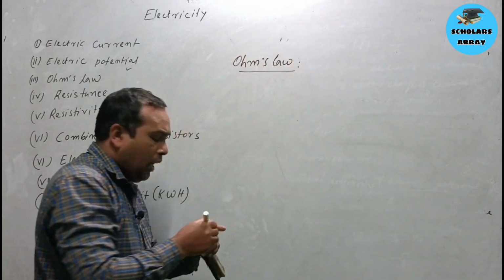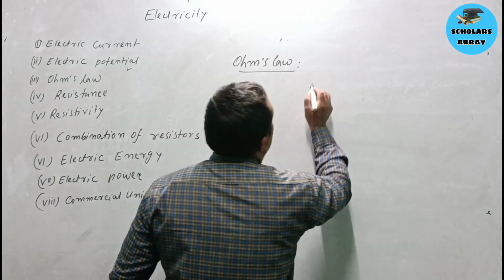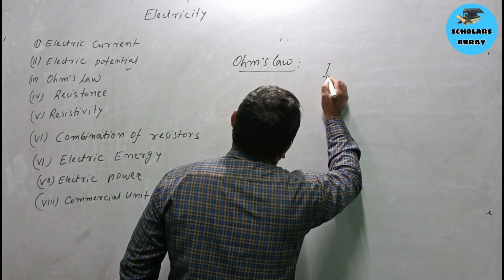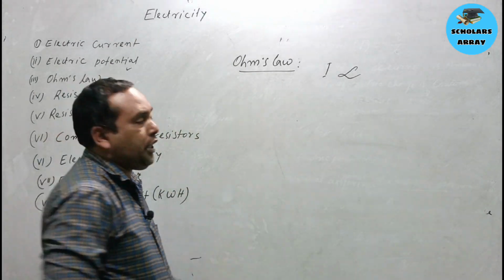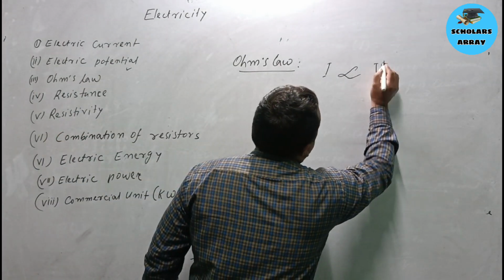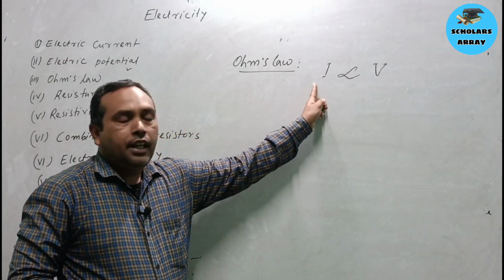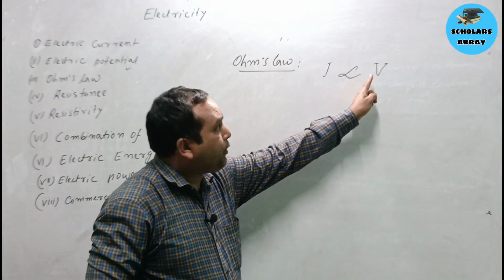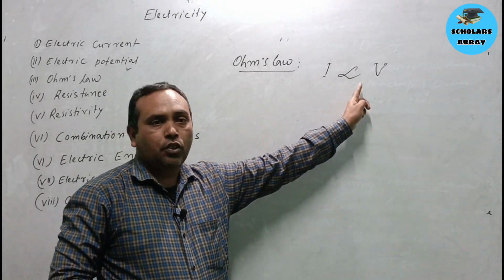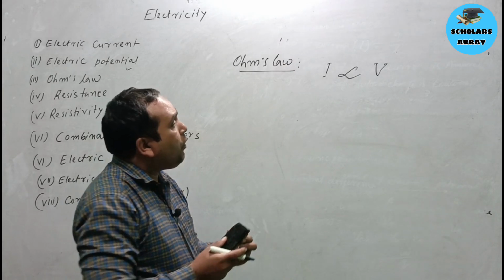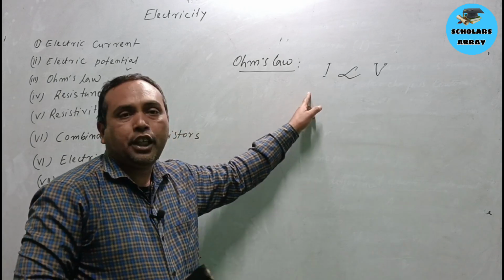Ohm's law. So what does Ohm's law say? Ohm's law says that the electric current passing through any conductor is directly proportional to the potential difference between the ends of the conductor. That is, if current I flows through a conductor and the potential difference between its ends is V, then I is directly proportional to V. But here one condition must be applied: the temperature should be constant.